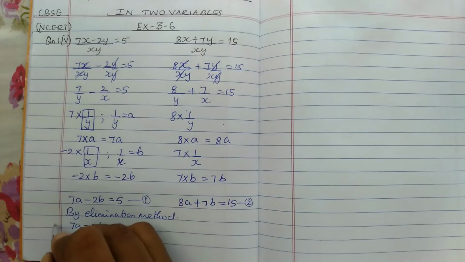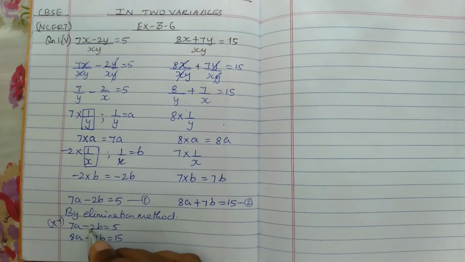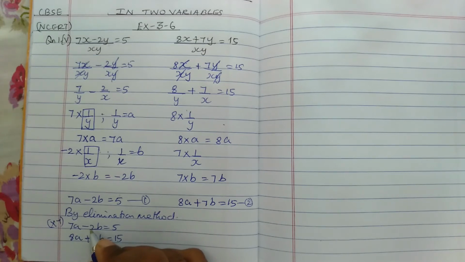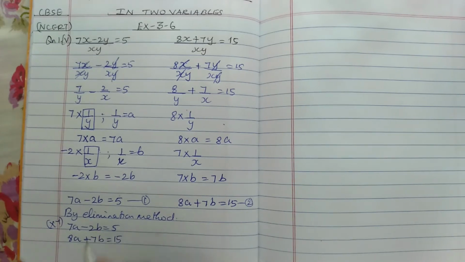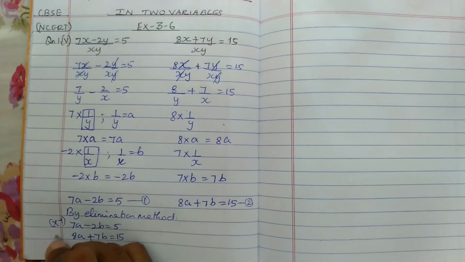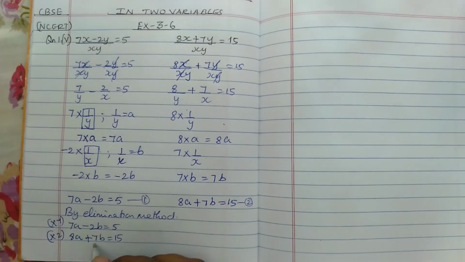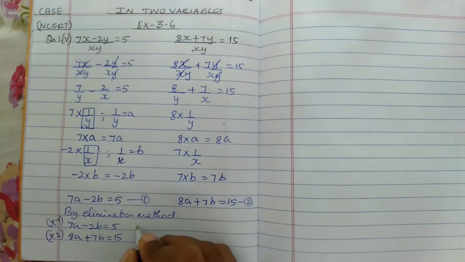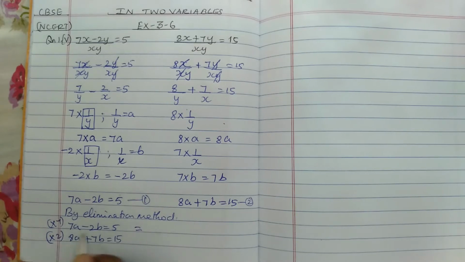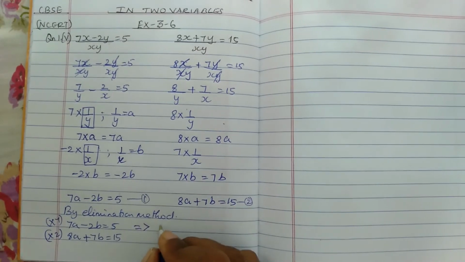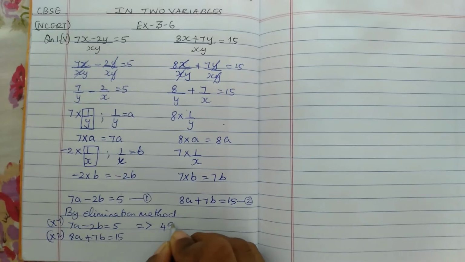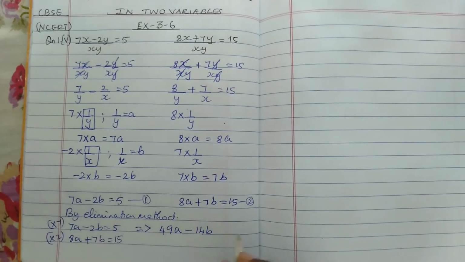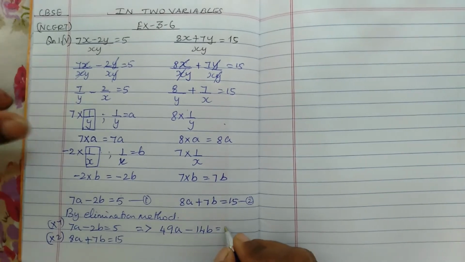So what I can do is I can multiply this by 7 so that I get a 14b here. 7 into minus 2 is minus 14, so minus 14b here. And same way, if I multiply this by 2, then I will get plus 14 here. So that way I can cancel this b variable. So when we multiply this equation by 7, then I get 7 into 7 is 49, so 49a, then minus 14b, that is 7 into minus 2b is minus 14b is equal to 7 5s are 35.